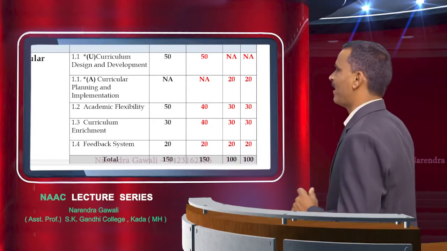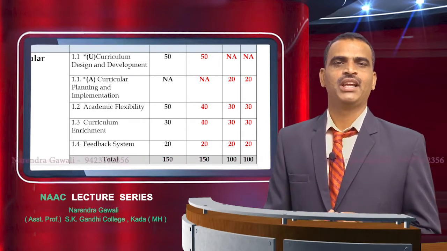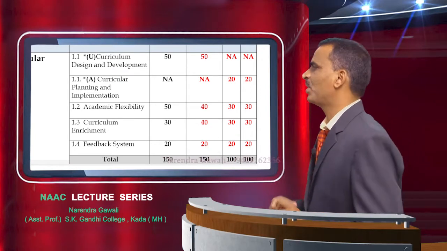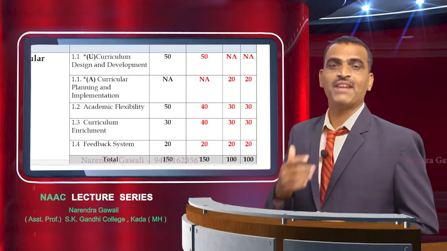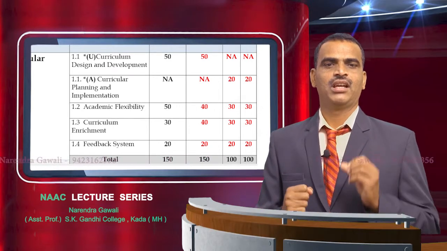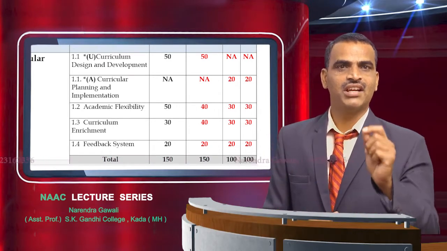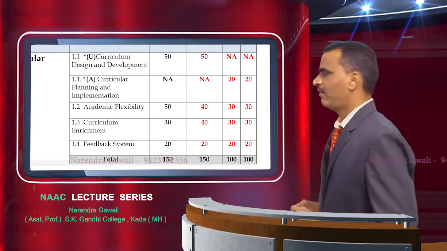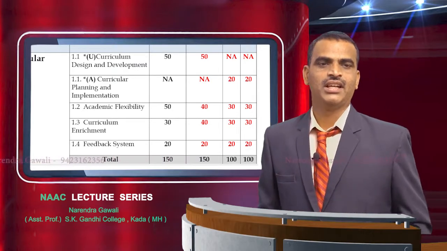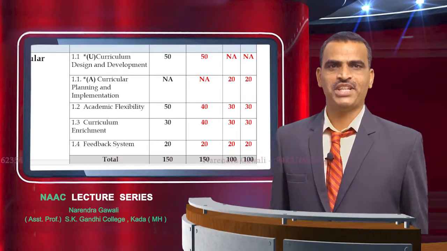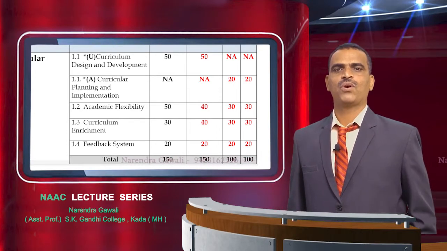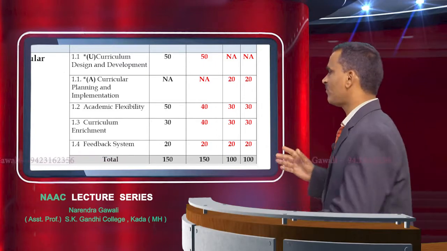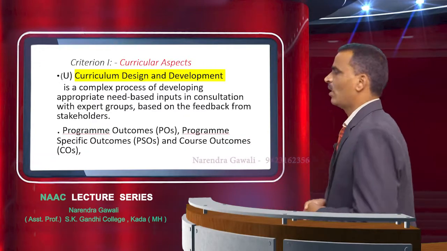Then we have academic flexibility, which has 30 points for PG college. For university they have 50 points. Then we have curricular enrichment, which has 30 weightage. And the last one in this is 1.4. We have the feedback system. It has 20 weightage. Overall they have 100 weightage.